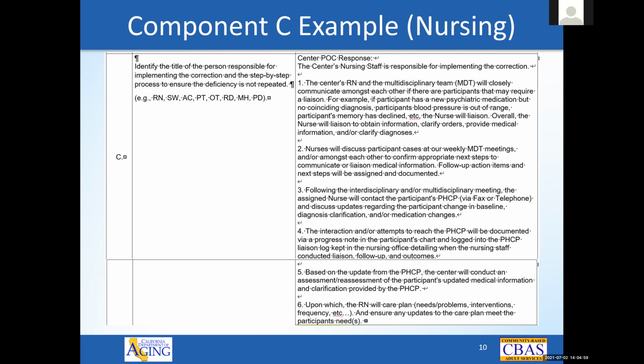Ultimately, this section should not reiterate your policy and procedure, but should show how you implement the policies and procedures discussed earlier. So next, I'll pass it back to Whitney, who will discuss this component for a social work citation.